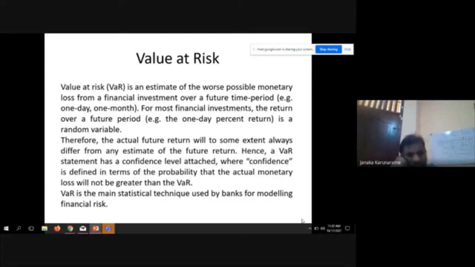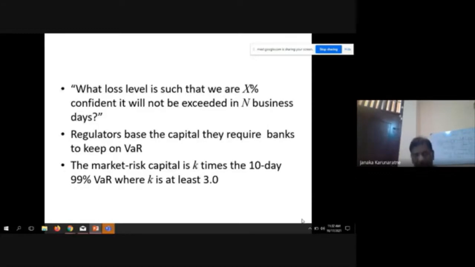So value at risk is the main statistical model technique used by banks for modeling financial risk. So it's a statistical model. And you will understand the beauty of value at risk when we do questions. It's a very interesting area. So let's move on to a little bit of statistics.